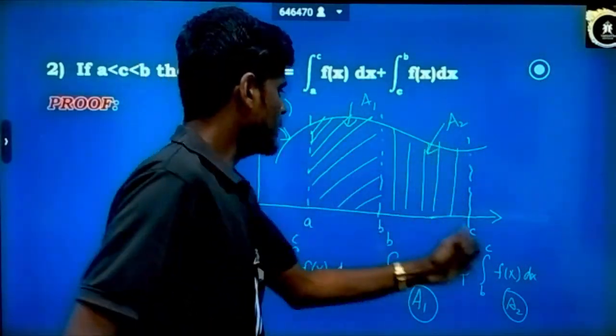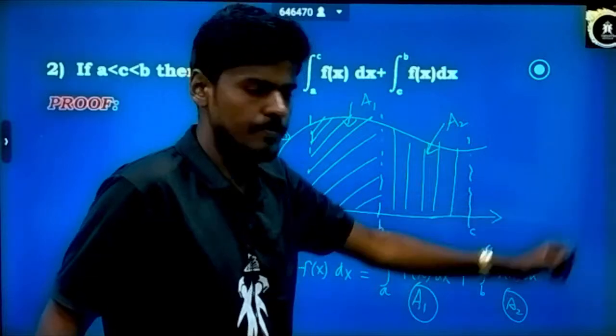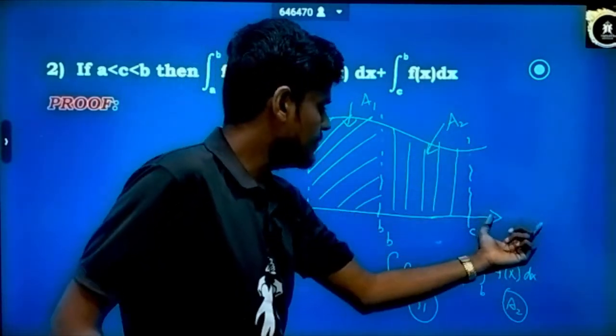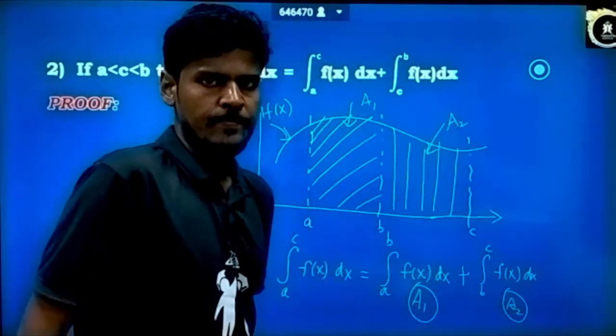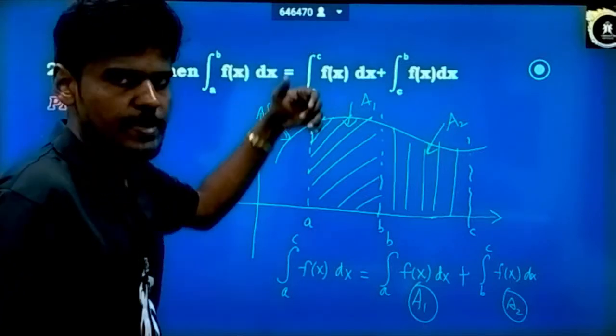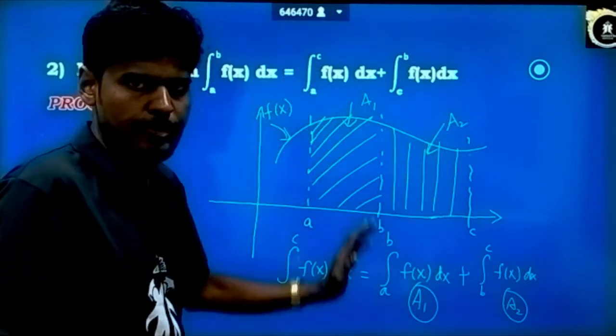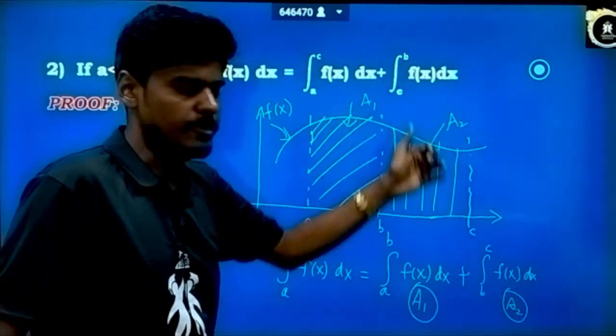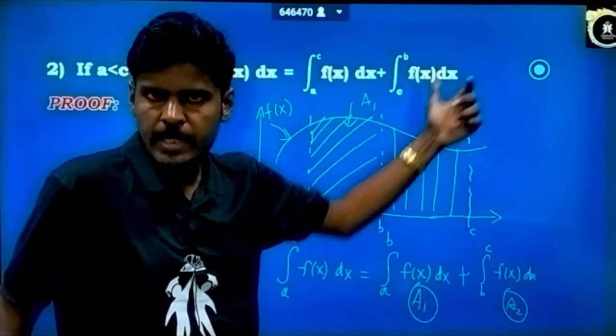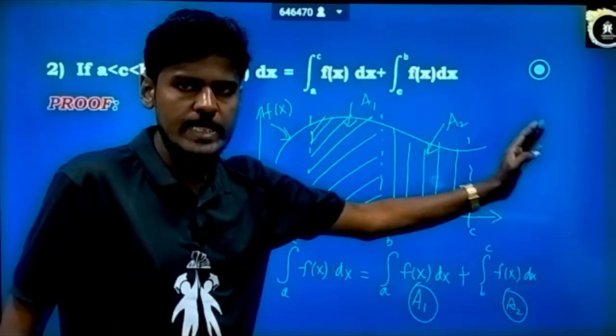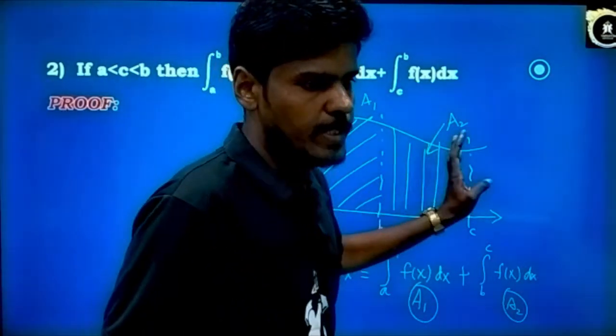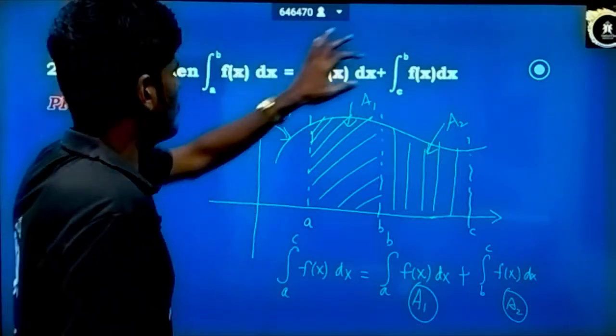We can easily observe, suppose there is another point D. Let the area between C and D be A3. Then integral A to D will be integral A to B f of x plus integral B to C f of x plus integral C to D f of x. That is A1 plus A2 plus A3. That is this property. Okay.